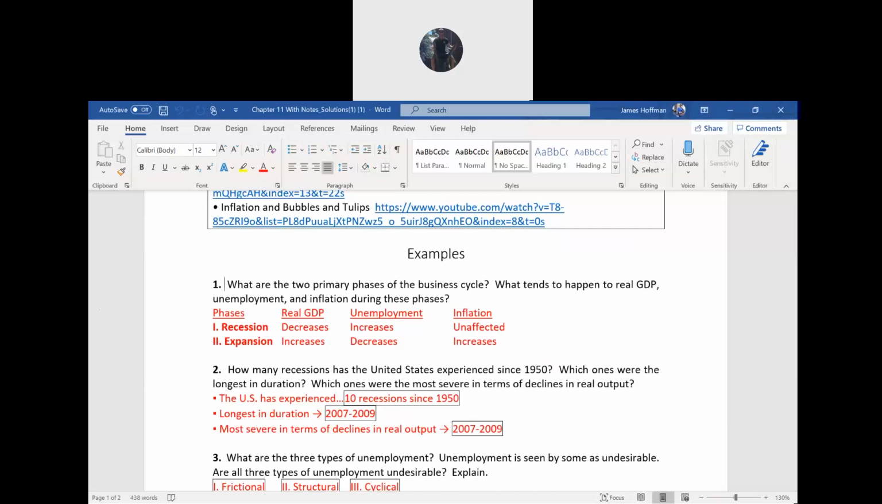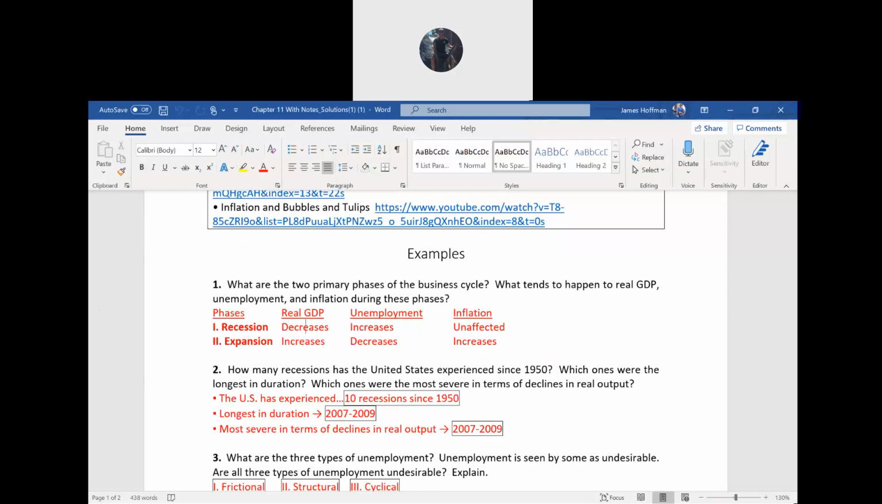All right, so what are the two primary phases of the business cycle, and what tends to happen to real GDP, unemployment, and inflation during these phases? So the two phases are when the economy is growing or declining. So recession is when the economy is declining, and normally during a recession, like I said, I don't know if this is officially a recession, but we can think of it as one. So right now, what's happening?